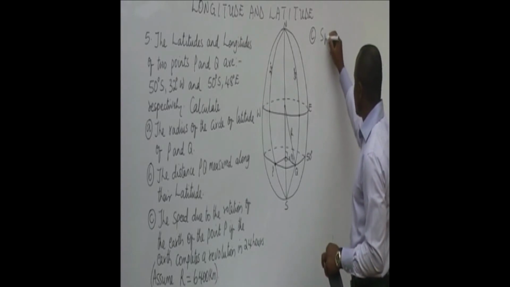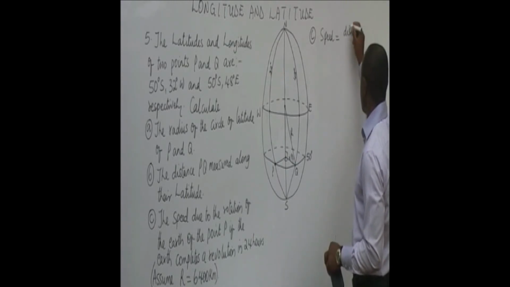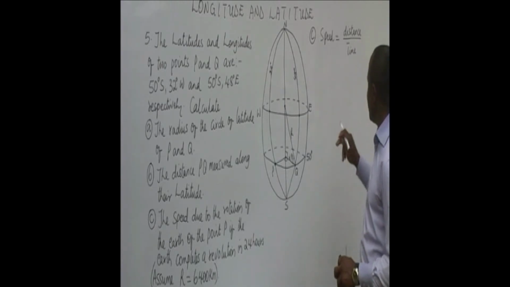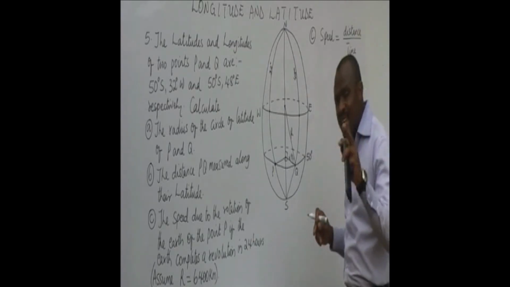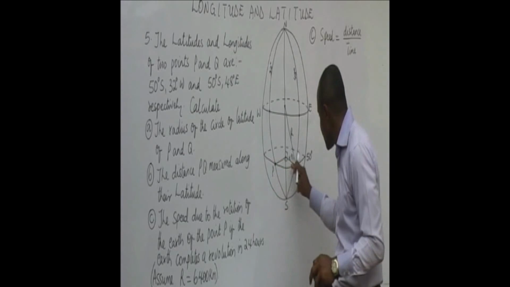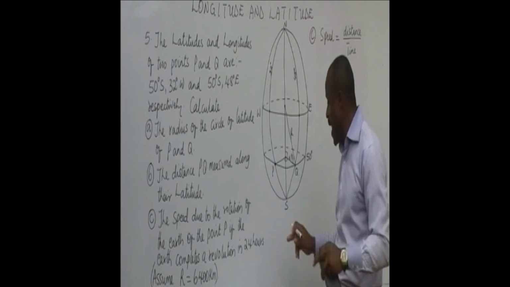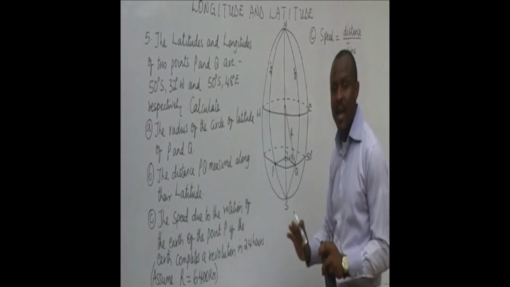Speed is calculated from the formula distance divided by time. Now the value we are going to substitute for distance in the numerator here is the length of the whole circumference of this circle of latitude 50 degrees north, because that is where point P, or any of the points the question might ask about like this, lies.